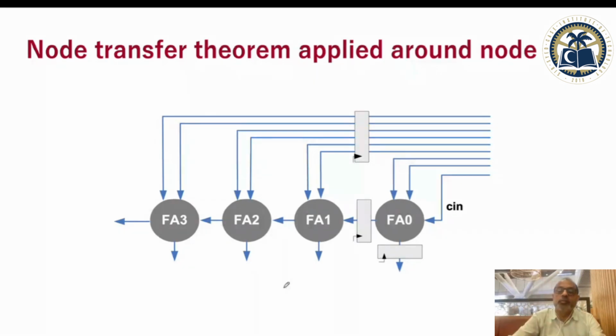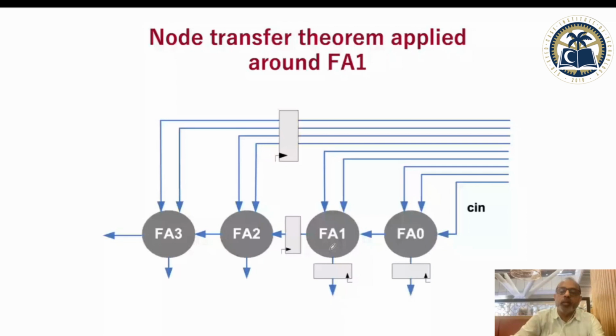That is the node transfer theorem. I have moved these three registers from these paths to these paths, from three inputs to two outputs, and I have just shown this here. Now I move these two registers and this register to these two paths in the next step. So this is a good design, where in two full adders I have systematically been able to move a register to break my critical path into two parts.